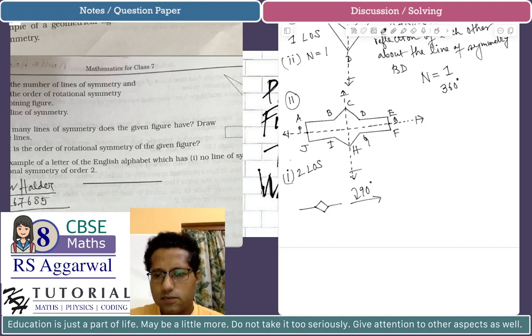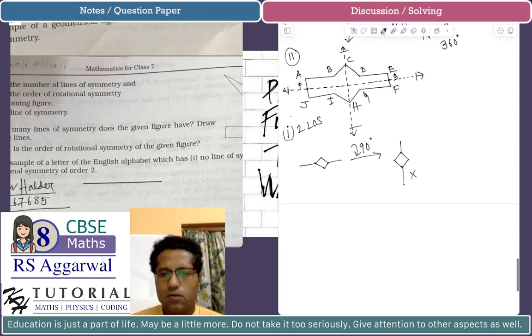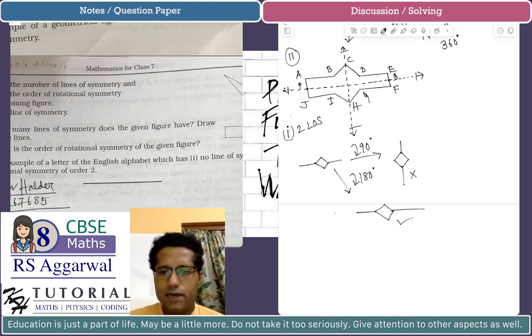It will look like this. So this is not looking identical. Now if I rotate this figure clockwise 180 degree, how will it look? It will look like this, and hence it is identical. So 180 degree is one angle of rotational symmetry.